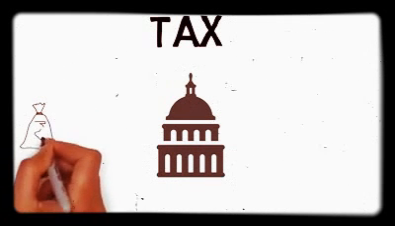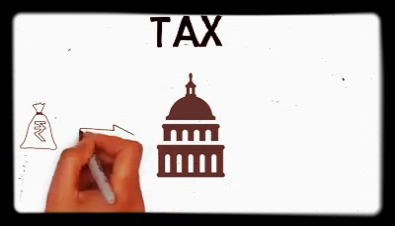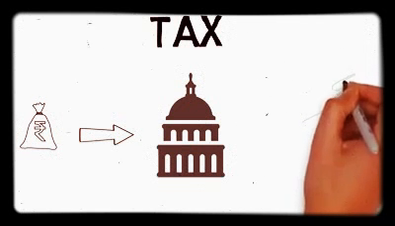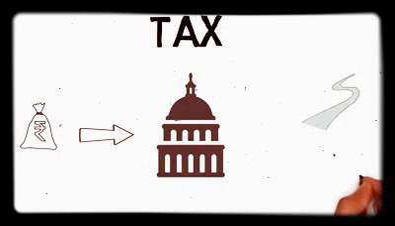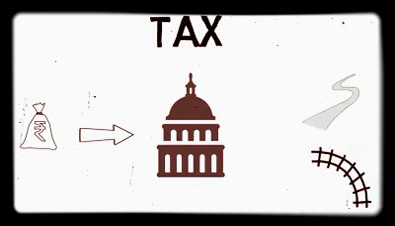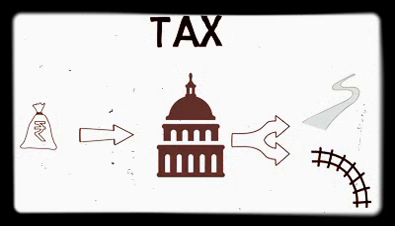It is imposed on your income, business profit, cost of goods and services and transactions, so that the government can use this money in public interest and to pay off the national debts.